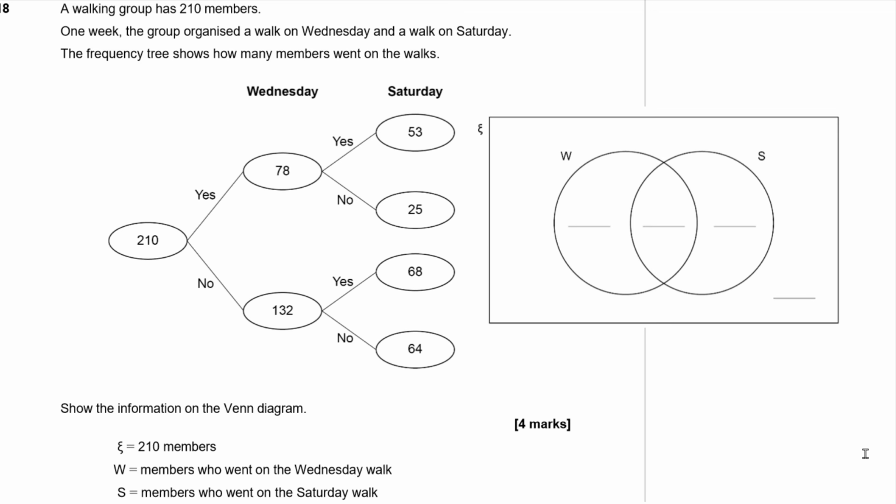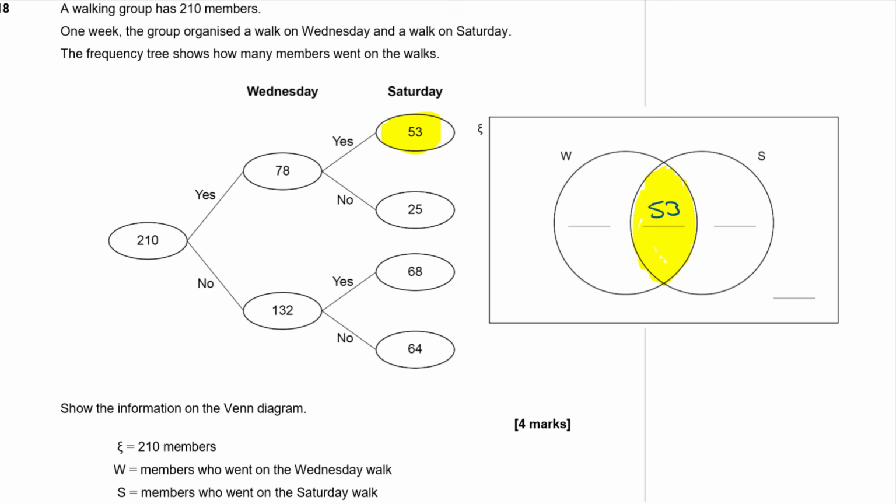Who went on both? It was these people here. Yes for Wednesday, followed by yes for Saturday. So they're going to appear in the middle of my Venn diagram, aren't they? Because if they went on Wednesday and Saturday, then they go in the middle here. So that is going to have to be 53 people. Okay? So 53 people went on Wednesday and Saturday.